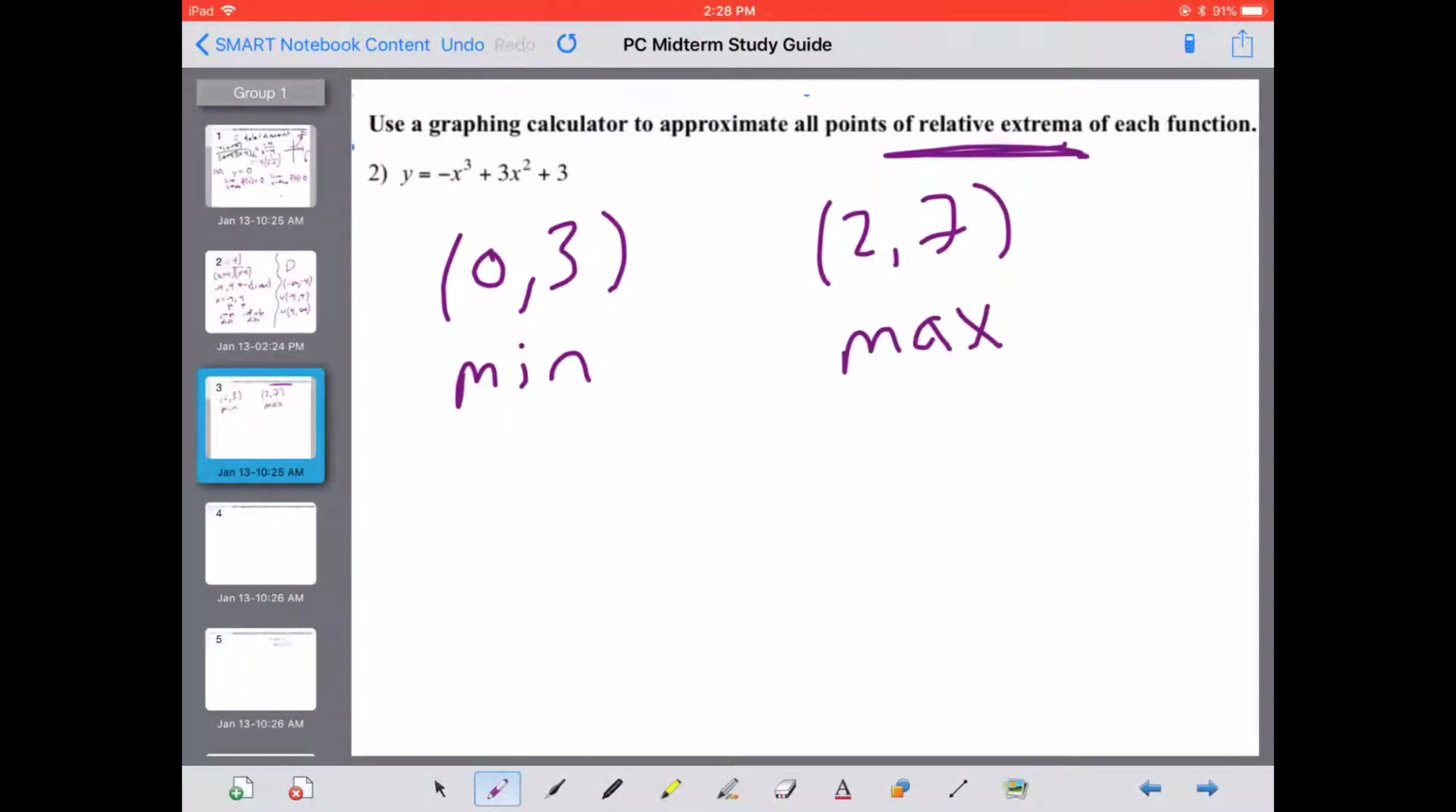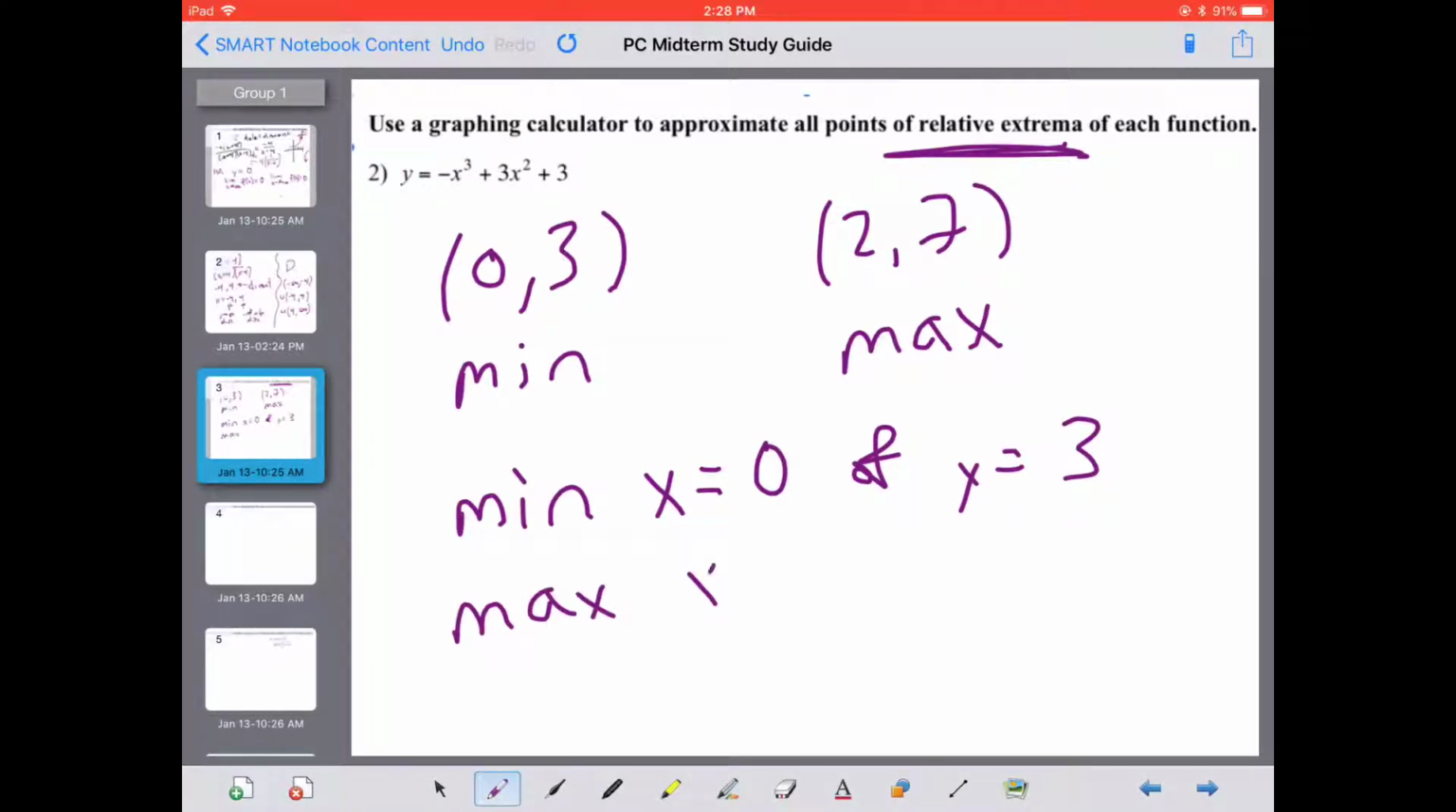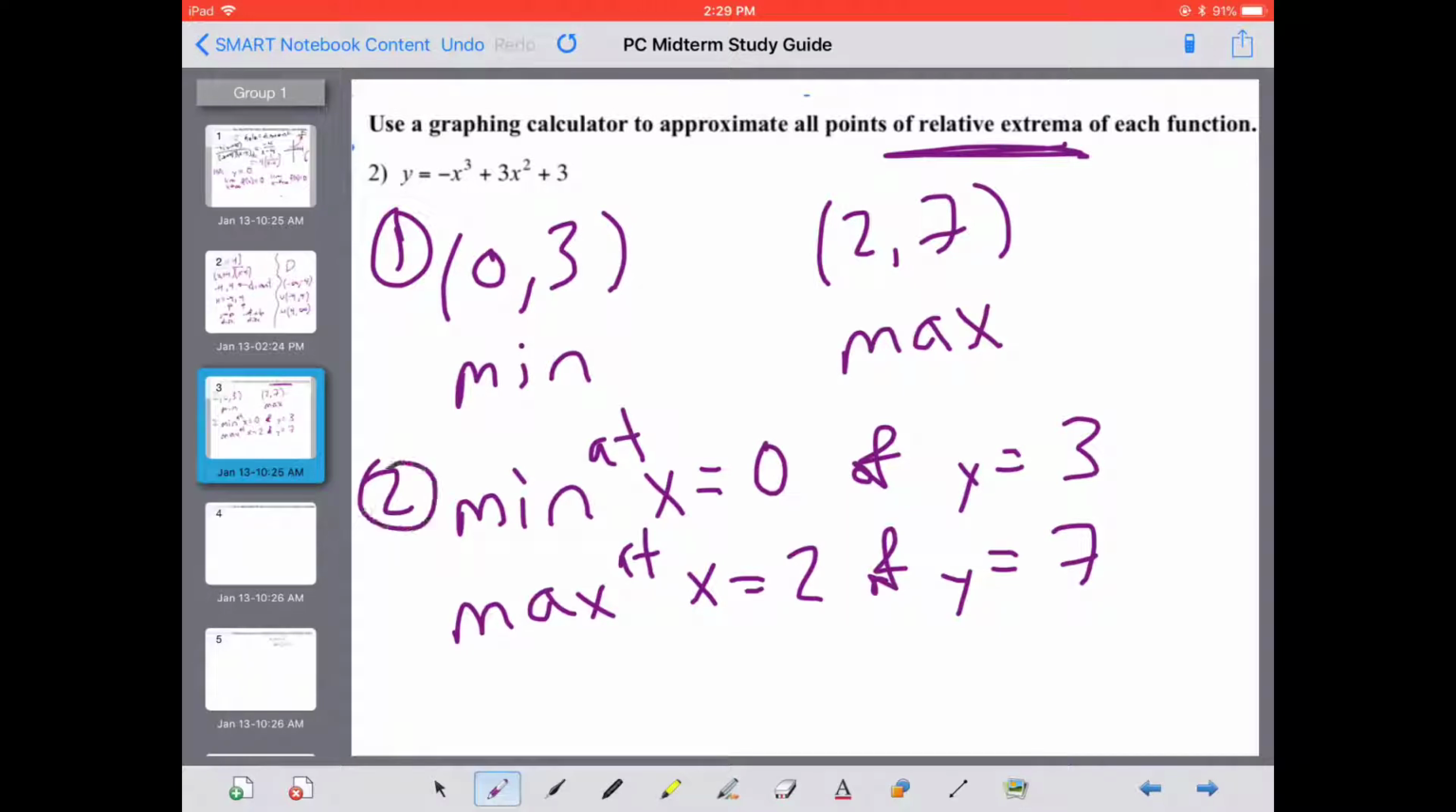Alright, so that's how we would write it in class, but we might also see it as a min at x equals 0 of y equals 3, and a max at x equals 2 of y equals 7. Those are our two different ways of seeing the answer to this problem. Please be familiar with both. And we just graphed it real quick. We should be able to graph that in our calculator as well.